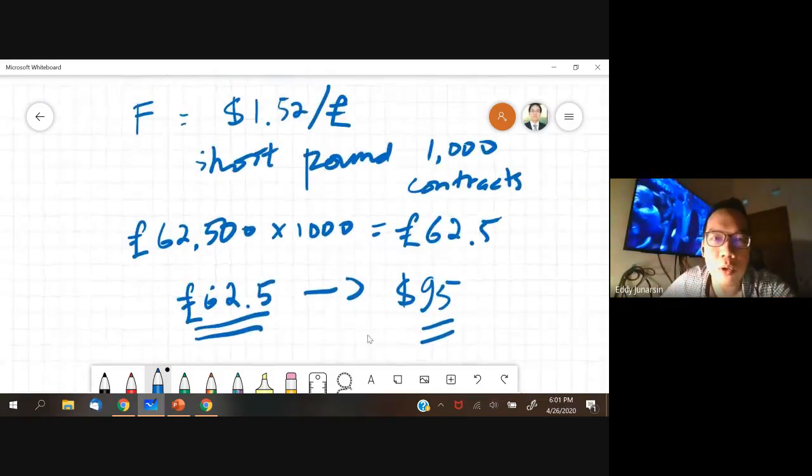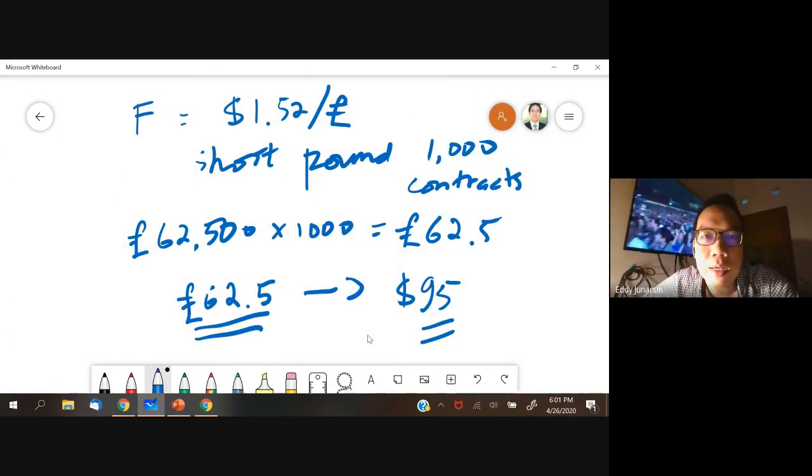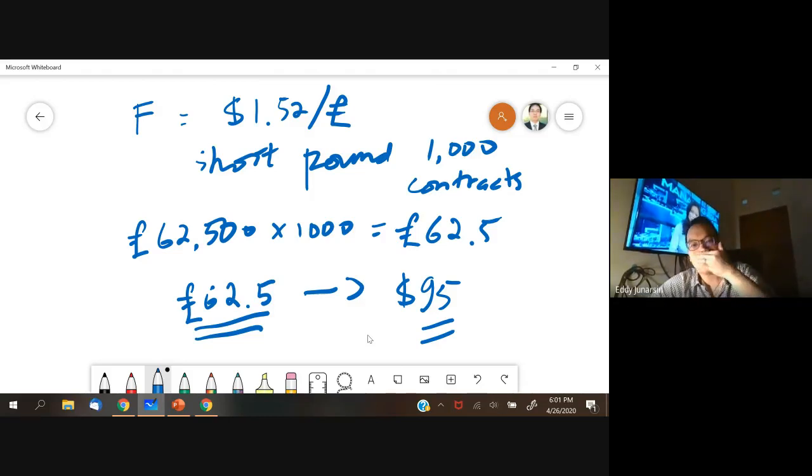So one more time, right? Your contract says that because you took the short pound position, you could sell 1 pound and get $1.52, right? And the size per contract is always 62,500 pounds, and you took a short position of 1,000 contracts. So the size that you shorted was 62.5 million, right? Exactly the amount that you have.